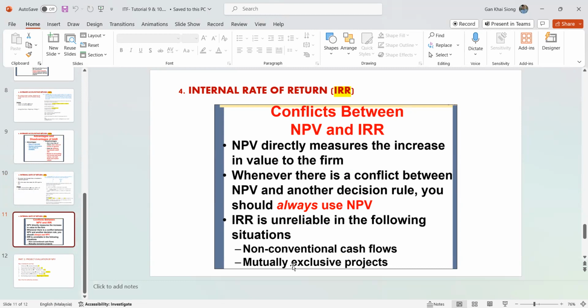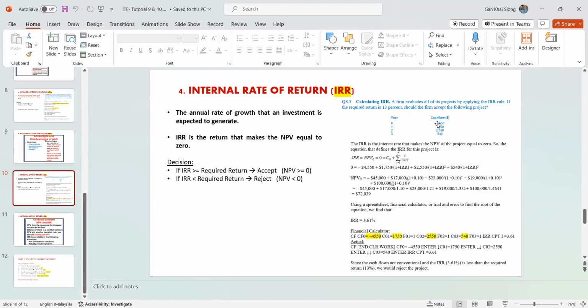Second is non-conventional cash flow. Look at this one: first in year 0 you get a negative cash flow, right? Because you paid money. But the following years, you get positive, right? So every year you receive positive cash flow. But it's not always the case.